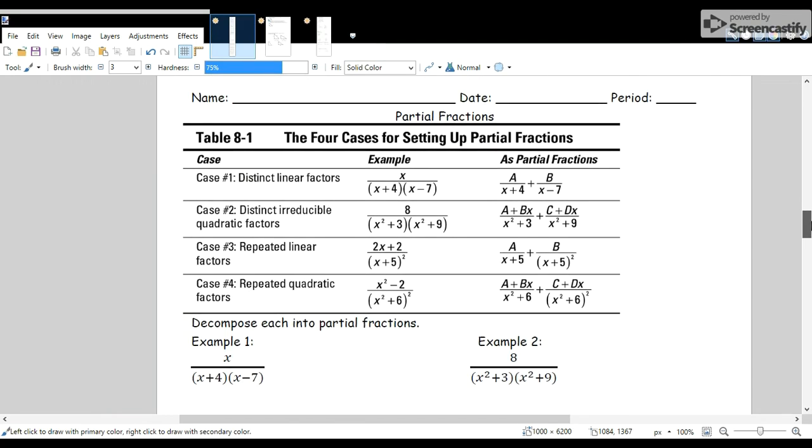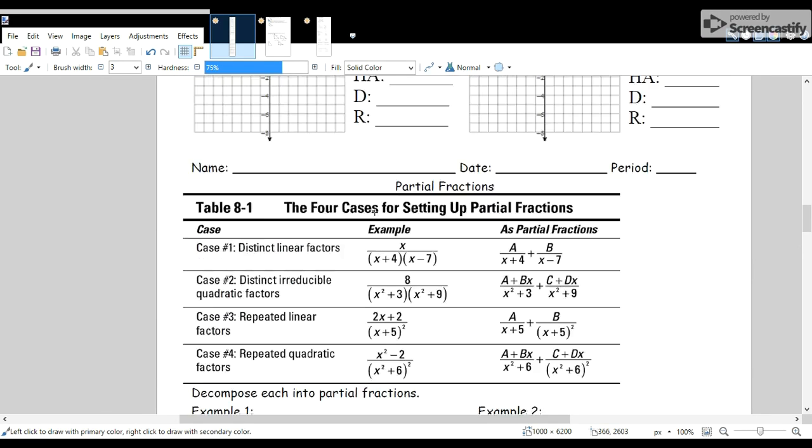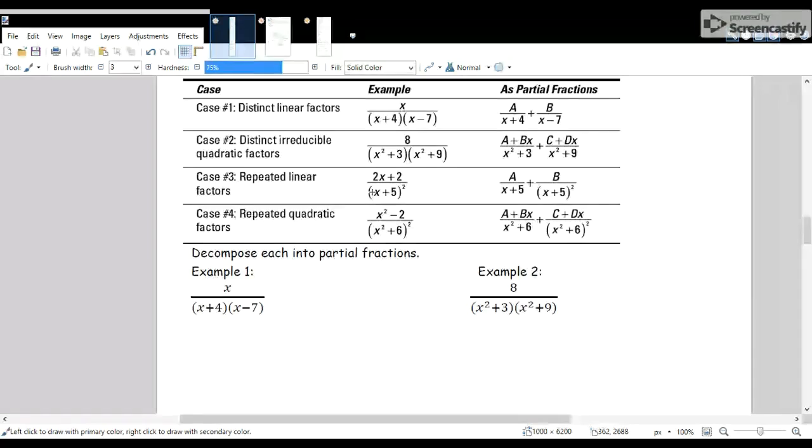Okay, let's turn to the next page, partial fractions. So we have 4 different cases. Let's do the examples for each of them. So we have case number 1, distinct linear factors. Since we have distinct linear factors for both of these, we're going to find a over x plus 4 plus b over x minus 7.